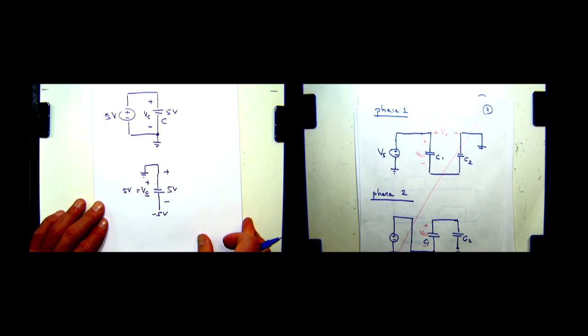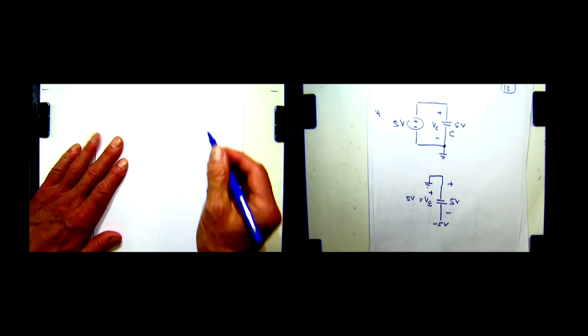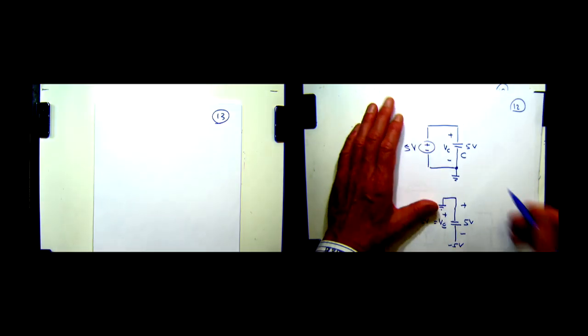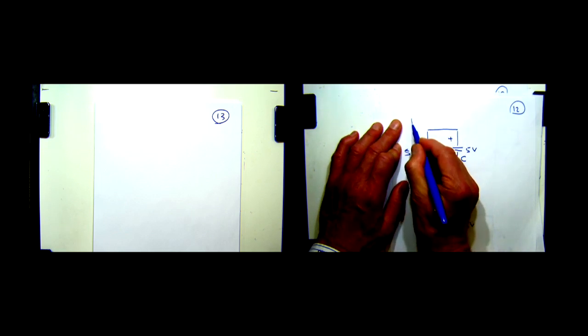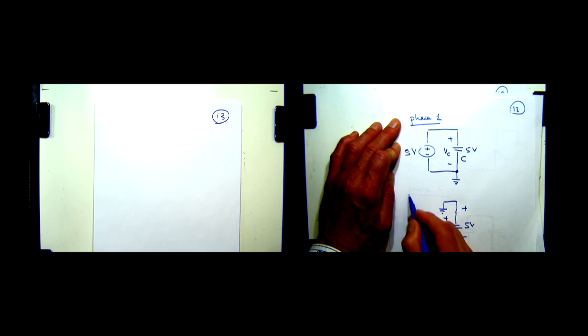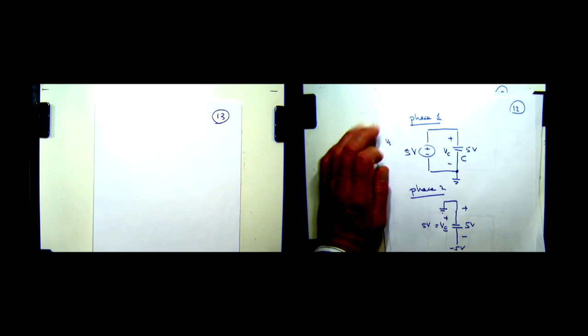Now, rewiring our circuit every time isn't that much fun. So what we want to do is use switches so that we can go from this configuration, let's call this phase 1, to this configuration, let's call it phase 2. So how are we going to do this?